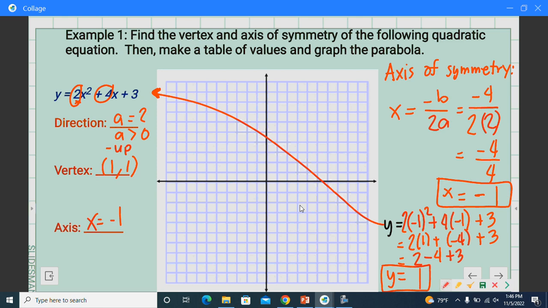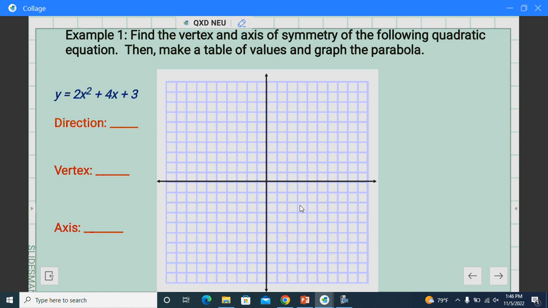Are we done? No, we're not yet done. So we are going to find the table of values. Okay, let's do it again. What we had is direction is up. Our vertex is negative 1, 1.